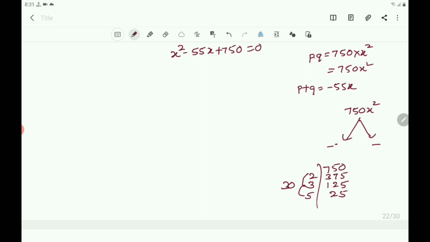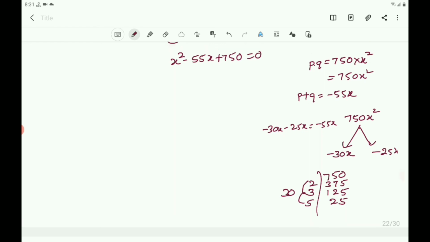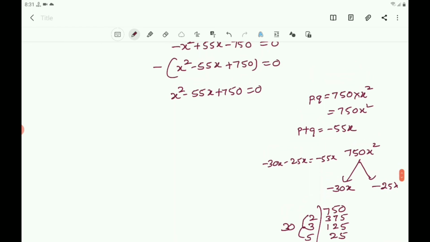So if you add minus 30x and minus 25x, you will get minus 55x. So the factors are minus 30x and minus 25x. Here the product is positive and the factors have the sign of the middle term. Then you take this one, that is x square minus 55x can be split as minus 30x minus 25x plus 750 equals 0.